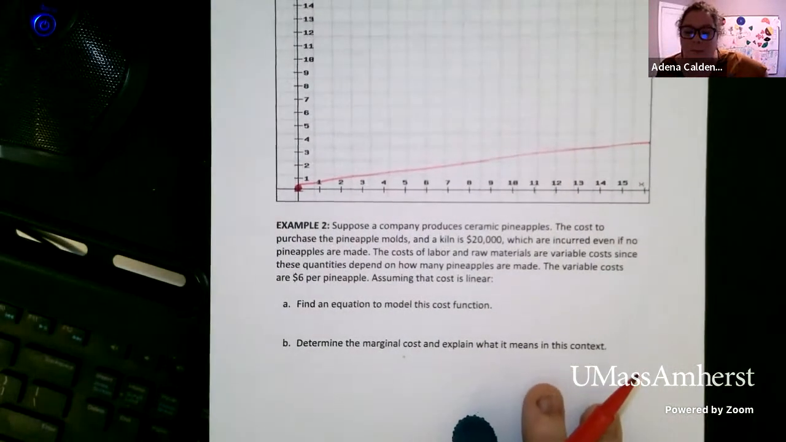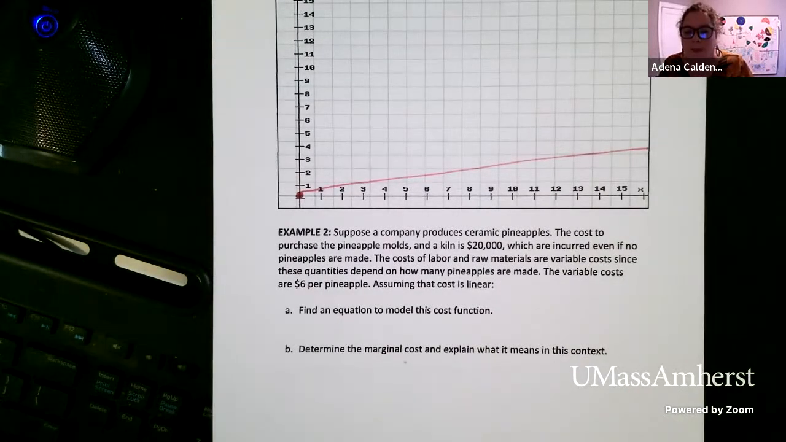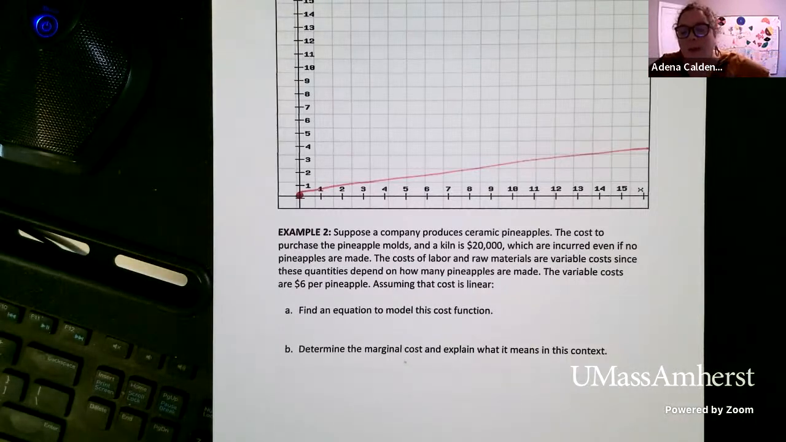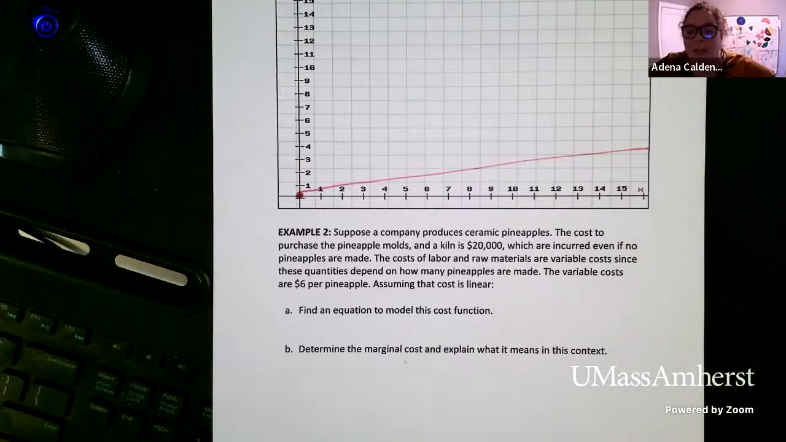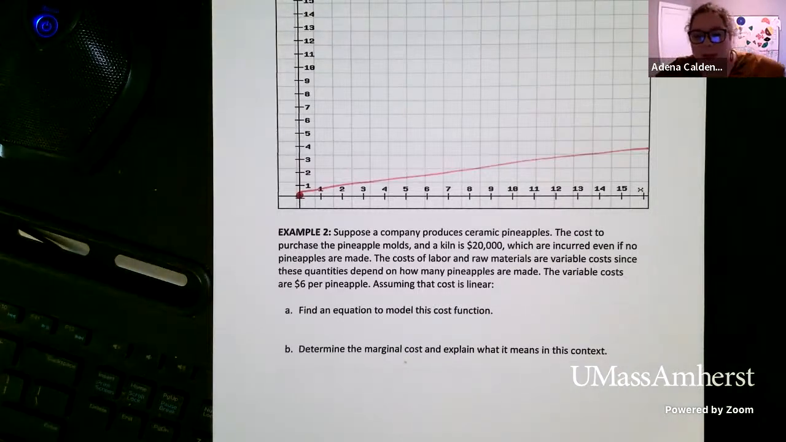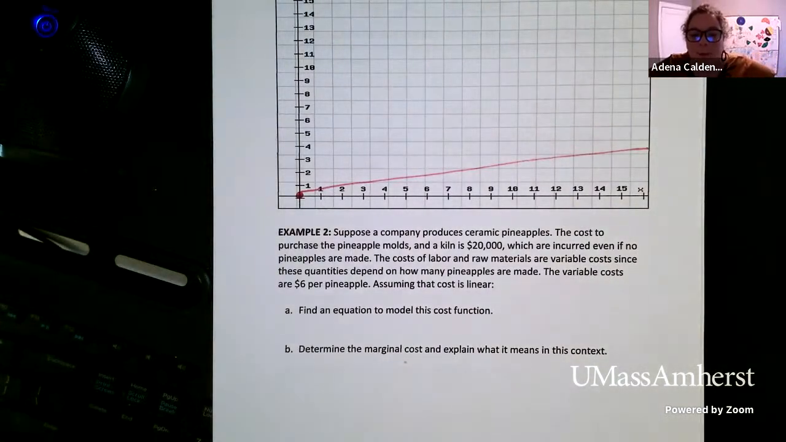So continuing on with our cost examples here, suppose a company produces ceramic pineapples. The cost to purchase the pineapple molds and a kiln, which is like a really hot oven to set the ceramics, is $20,000, which are incurred even if no pineapples are made. The cost of labor and raw materials, so the time to build it and the clay, are variable costs, since these quantities depend on how many pineapples are made. The variable costs are $6 per pineapple.